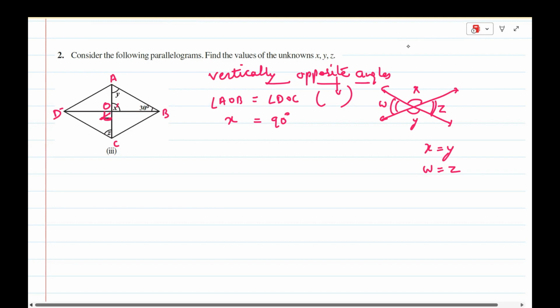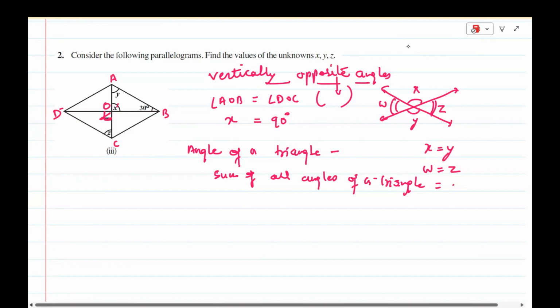Now, going through the property of a triangle. So the angle sum property of a triangle says the sum of all angles of a triangle is how much? The sum of all angles of a triangle is 180 degrees.